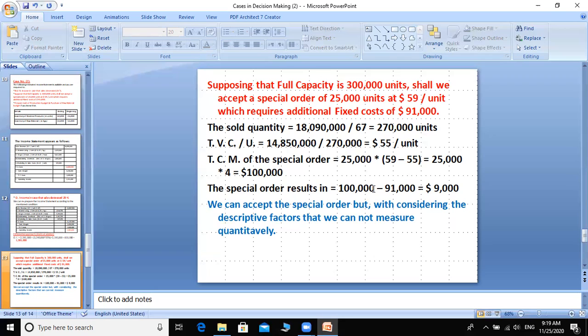So I may lose my goodwill, my name, and my customers, either existing customers or expected customers in the future.